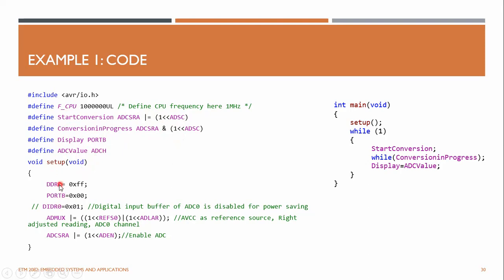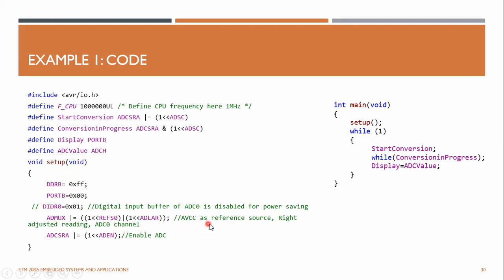And this is my setup function. First, if I want to display the value read from the ADC on port B, I have to set port B as output. So DDRB is 0xFF, which means 255, so all the pins are set as output. Initially I turn off port B, so the output will be 0. You can also disable the digital buffer on ADC0 by writing 1 to DIDR0, but it is not essential. If you want to save power, you can use this command, otherwise you can skip it.